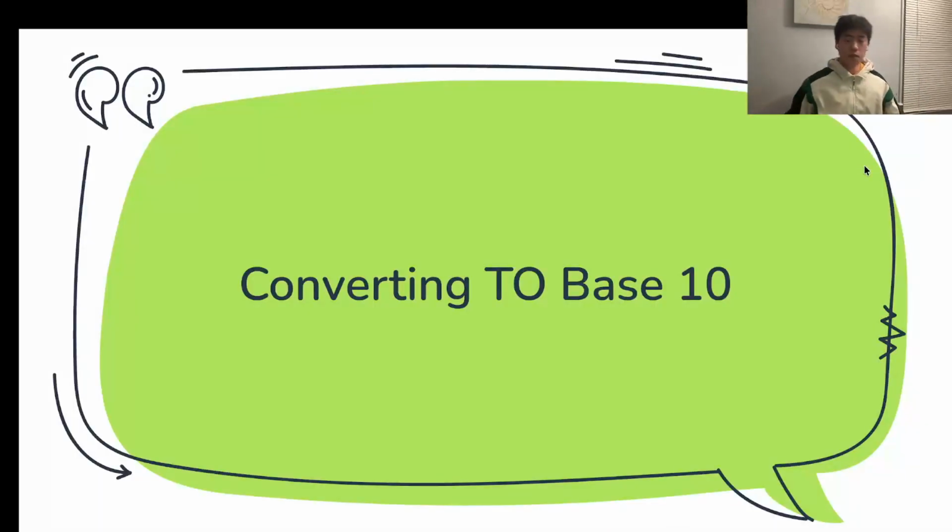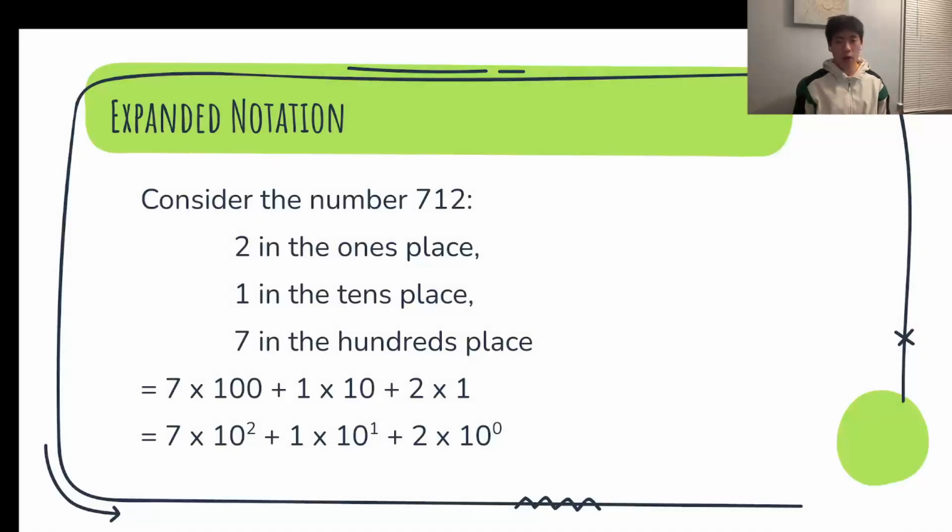All right. So one skill that you'll be tested on is converting to base 10. In order to convert to base 10, we must first understand expanded notation. So consider the number 712. There is a 2 in the ones place, there is a 1 in the tens place, and there's a 7 in the hundreds place. This means that 712 is just equal to 7 times 100 plus 1 times 10 plus 2 times 1, which is equal to 7 times 10 to the power of 2 plus 1 times 10 to the power of 1 plus 2 times 10 to the power of 0.